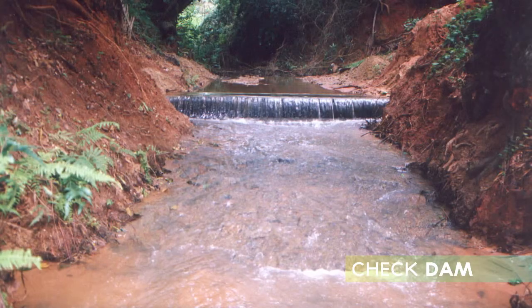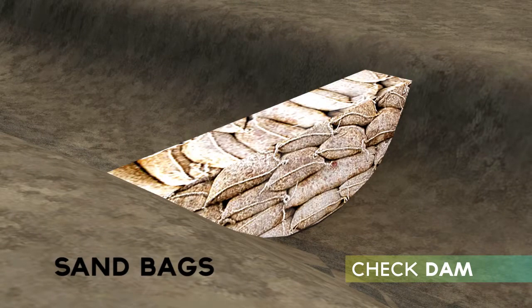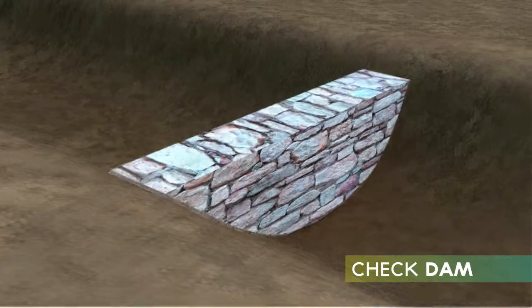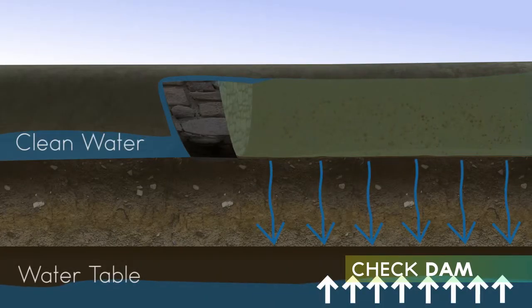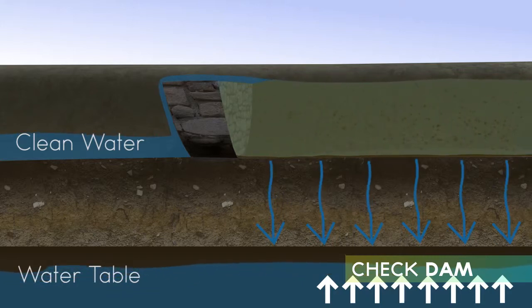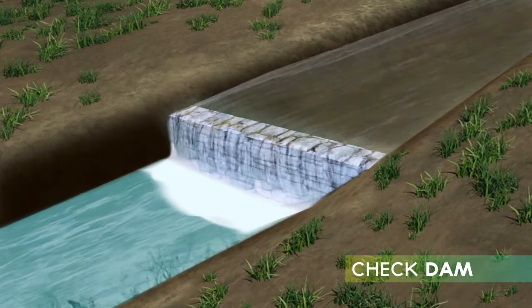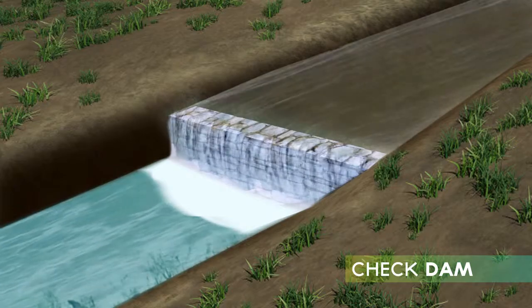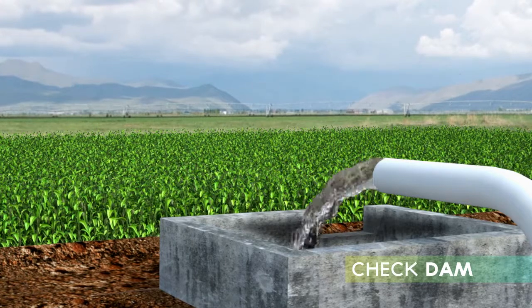A check dam is constructed across a drainage ditch, swale or channel. It can be built from stone, sandbags or concrete. Reduced runoff speed reduces erosion and gullying in the channel and allows sediments and other pollutants to settle down. Water stored with this low-cost structure can be used to recharge the groundwater. Check dams lead to a clearer flow of water. It also helps farmers to develop their own irrigation system.